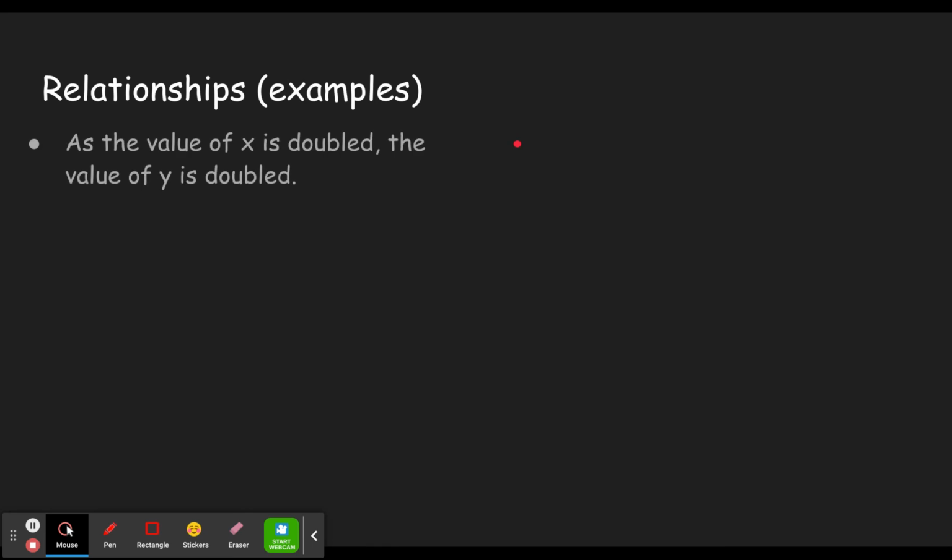They'll read this way. As the value of x is doubled, the value of y is doubled. Well, if one thing is changing the same way as the other one is, that is a linear relationship. All right. And I should mention that in the proportional relationships video, I went through and detailed a lot of what these are. So I'll link that here. And if you need feedback or more explanation of what these are, that's a good place to go.